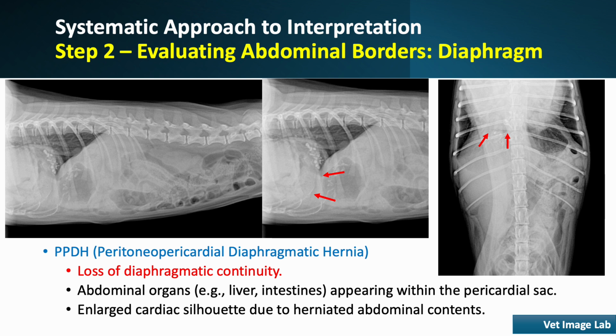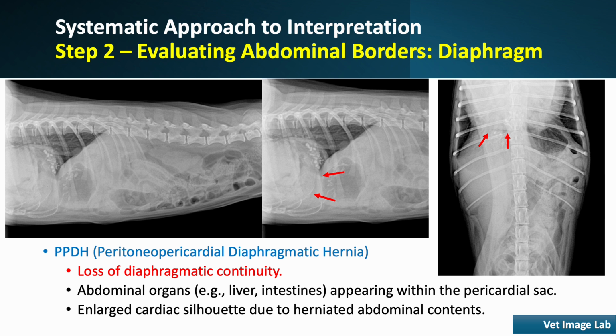Do you see the red arrow here? It's pointing to the area where the diaphragm has a gap. Second, abdominal organs appearing in the thoracic cavity. You might see the liver, intestines, or other abdominal structures within the pericardial space. Finally, enlarged cardiac silhouette. Since abdominal organs are displacing the heart, it can appear abnormally large or have an unusual shape. Let me ask you a question. How do we differentiate PPDH from traumatic diaphragmatic hernia?